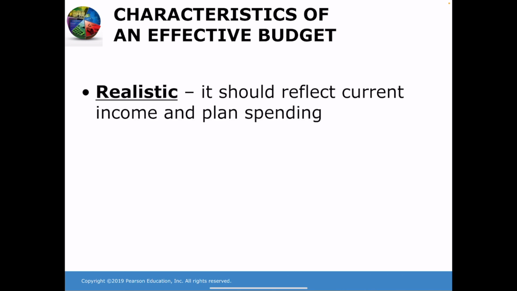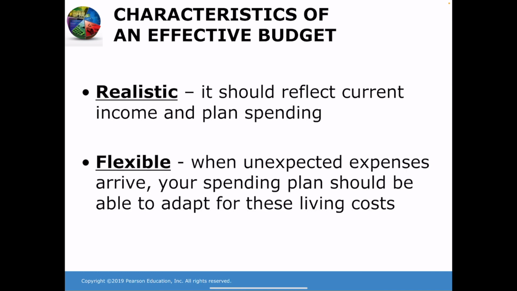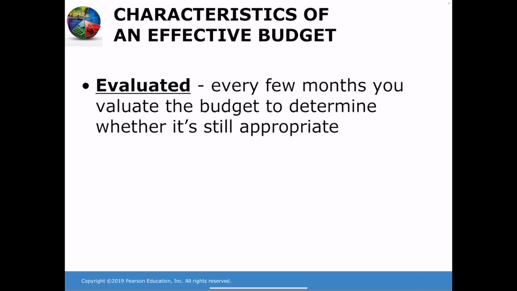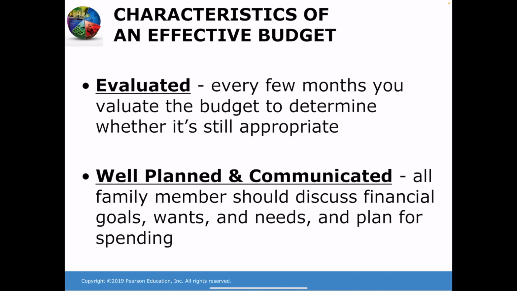There are 5. It's realistic. It should reflect current income and planned spending. It should be flexible. When unexpected expenses arrive, your spending plan should be able to adapt for these living costs. It should be evaluated. Every few months, you should evaluate the budget to determine whether it's still appropriate. Well planned and communicated. All family members should discuss financial goals, wants, needs, and plan for the spending.